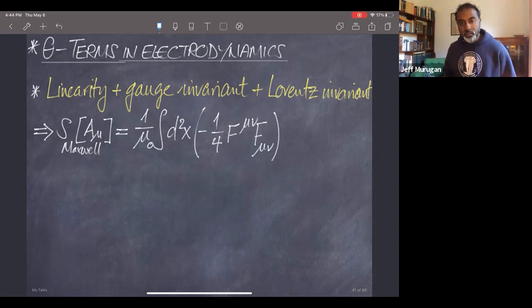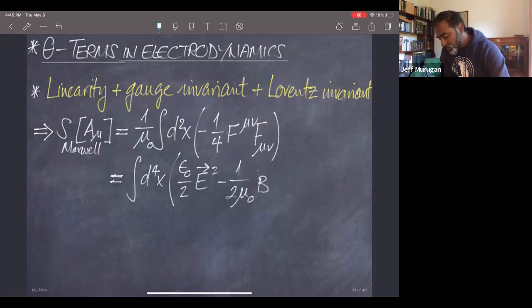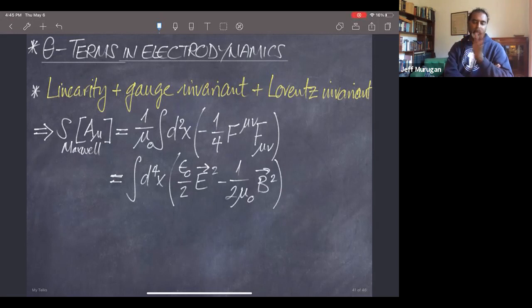This F mu nu is the Faraday tensor, or the field strength tensor, and it contains as its components the electric and magnetic fields. And if I write it out explicitly in electric and magnetic fields, then this action takes the form that you're probably familiar with from first year already, epsilon naught over 2 E squared minus 1 over 2 mu naught B squared. Okay. Again, the epsilon and the mu are not really the important things here. The E squared minus B squared, this particular form of the action is important.